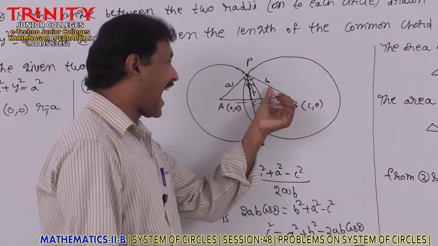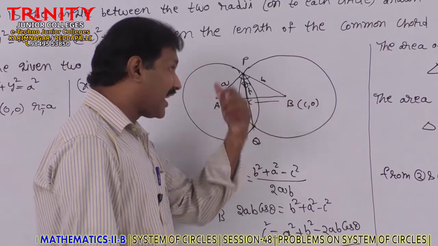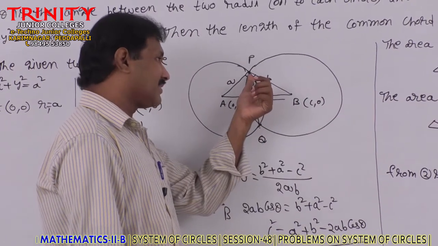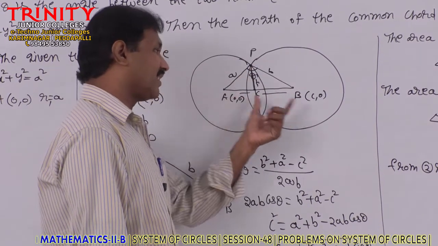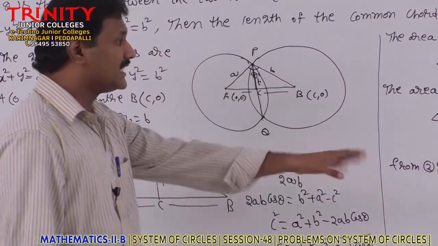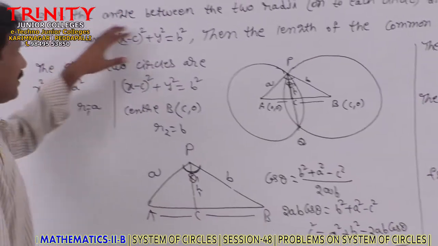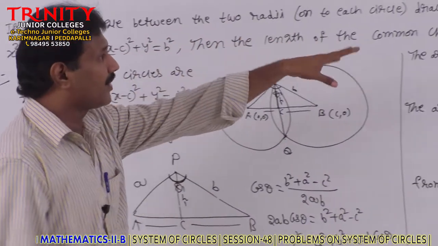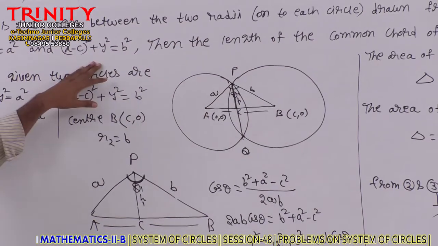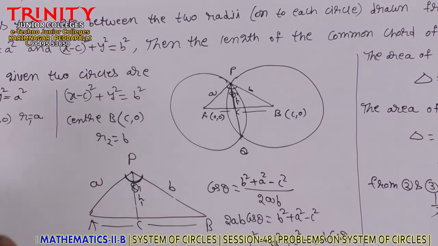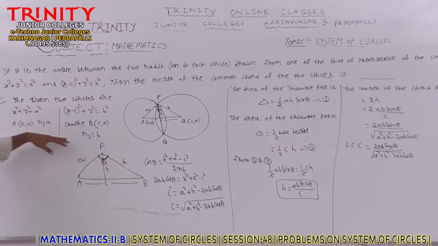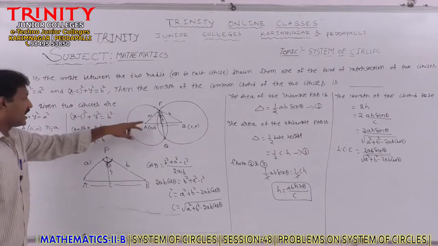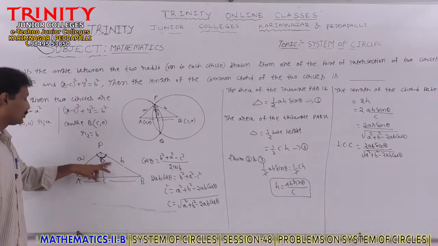Here theta is the angle between the radii drawn from the point of intersection to the centers of the circles. This is the concept. Then the length of the common chord is found from the center and radius of the first circle and the center and radius of the second circle. Here, theta is the angle between the two radii.